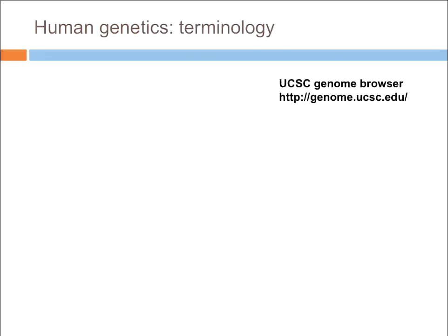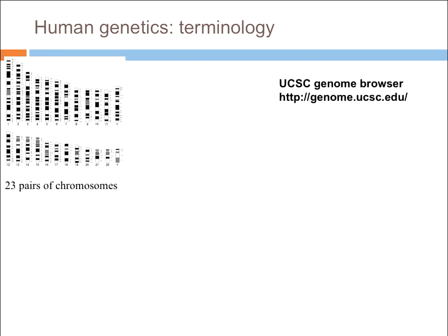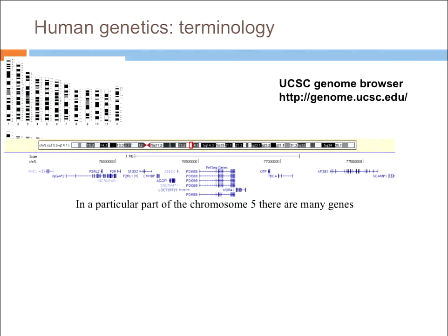Okay, so let's start with some very basic human genetics, with some terminology first. First we have 23 pairs of chromosomes. A chromosome is just a long strand of DNA. And you have pairs. You have one chromosome from your mom and one chromosome from your dad for each of those 23 pairs.